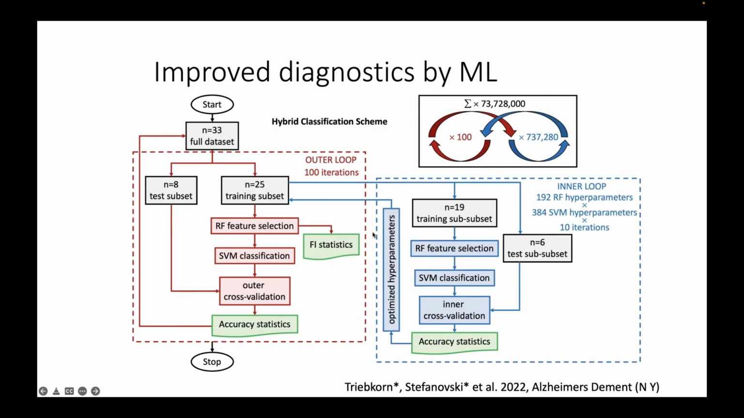And we used a bit of a complicated, multiply cross-validated approach for the machine learning, just because we only had 33 subjects, which is a small cohort for machine learning. Therefore, we also used traditional machine learning classifiers: a support vector machine for the classification, and random forest for the feature selection. So 2 classifiers put together, and overall we then had 73 million classifications.